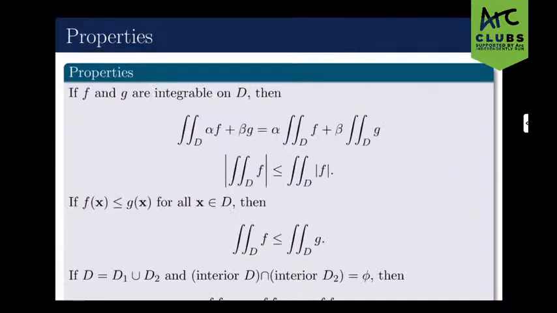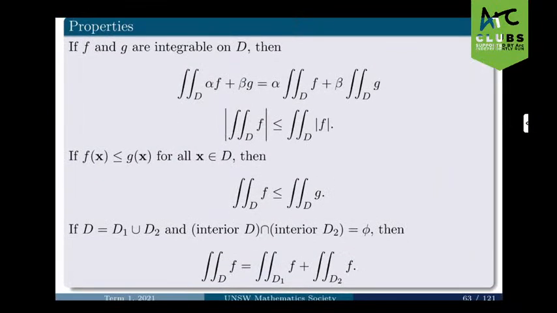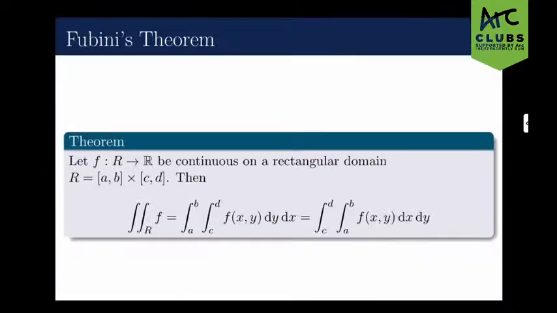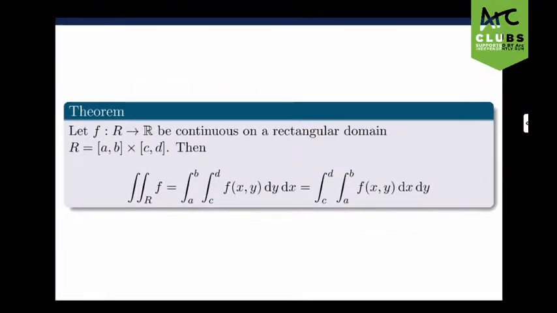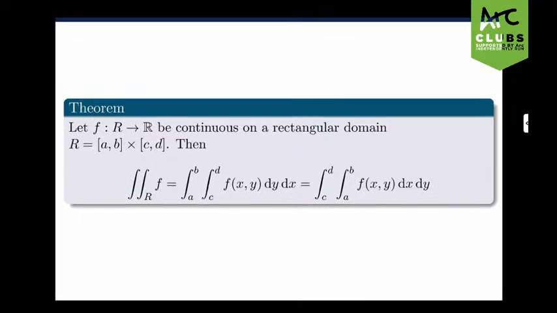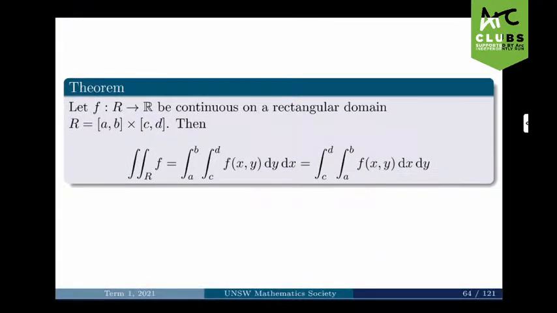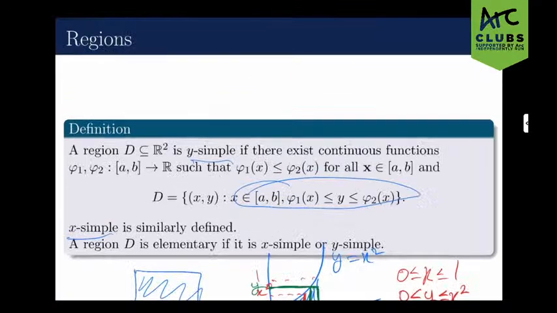Okay, some properties of integrals are mostly the same as the one variable case, so we'll skip that. In Fubini's theorem, which is fairly important, if a function is continuous on a rectangular domain, then we can just swap the order of integration. The idea applies for more complex regions as well. You just need to do what I did here.